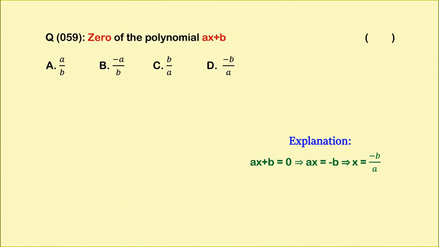Question number 59. Zero of the polynomial ax plus b. As you know, if ax plus b equals 0, then ax is equal to minus b and x is equal to minus b by a. So the right answer is D, minus b by a.